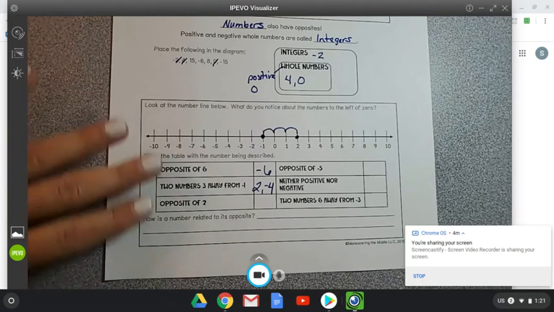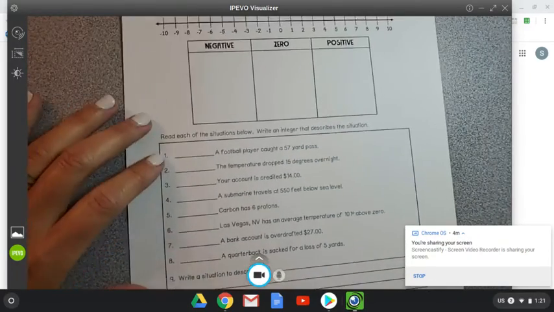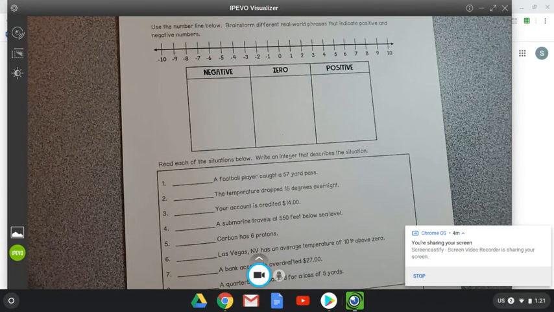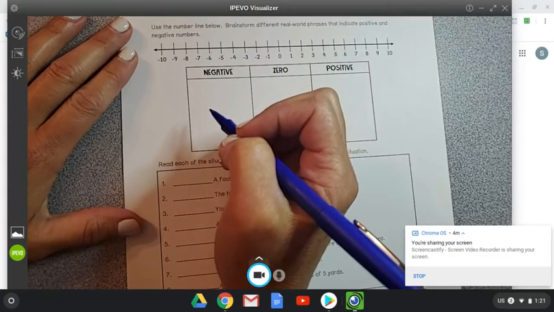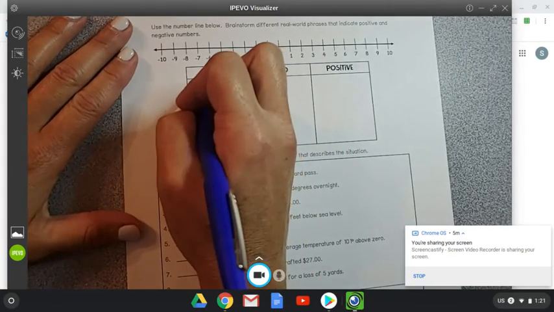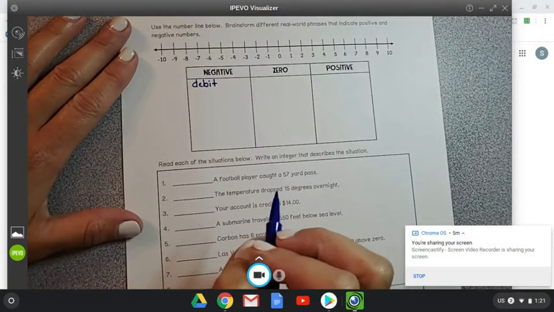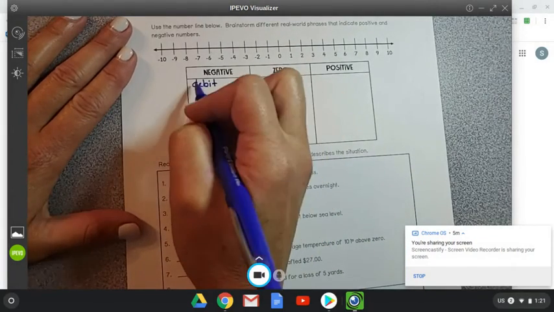All right, let's move to the back. Now I'm just going to fill out this table with you. I'm going to give you some words and phrases that indicate negative, 0, and positive so that we better understand what negatives and positives are, okay? So just fill this out with me so that we can refer back to this table in the future, all right? So the first negative word is debit. A debit indicates that you are taking money out of your bank account. It's going to be negative because you're taking money away.